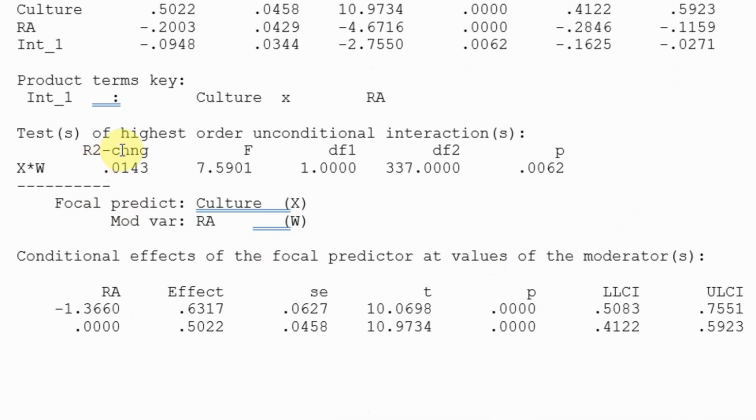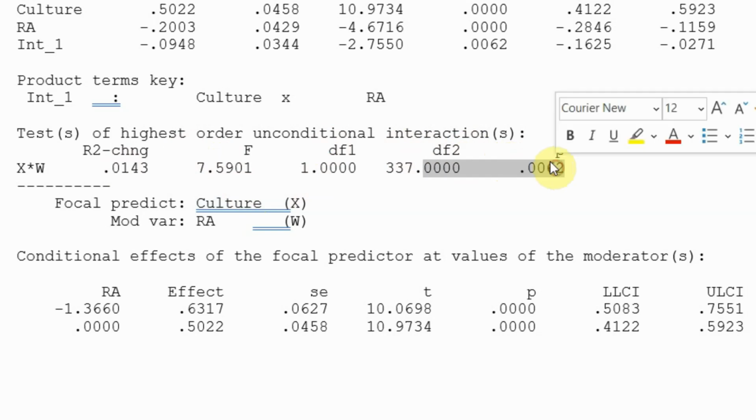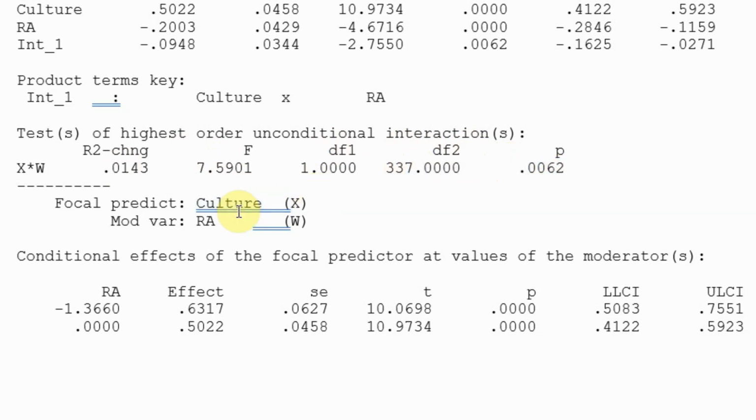So the R square change, so how much is the change in R square because of the interaction effect? It's 0.0143. So 1.4% change can be accounted to your interaction. Now, is it significant? Yes, it is significant.